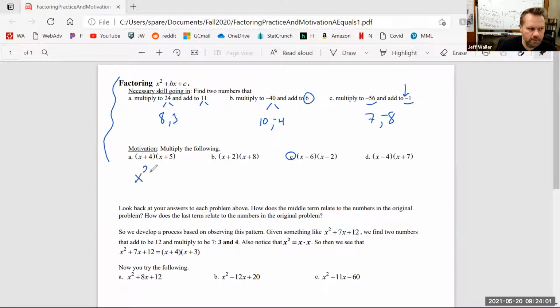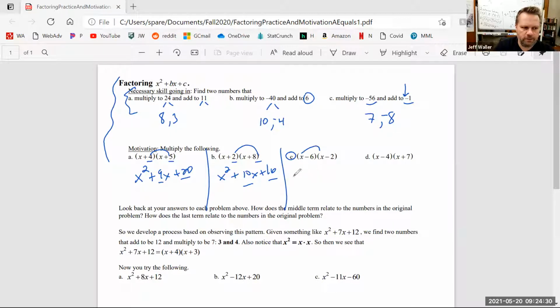Just to remind you guys, we did this one, and we noticed that 2 plus 8 is 10, and 2 times 8 is 16. 4 plus 5 is 9, and 4 times 5 is 20. If you think about it, that's exactly like this first set: 2 numbers that multiply to be something and add to be something. You got to let me know if you're not with me out there.